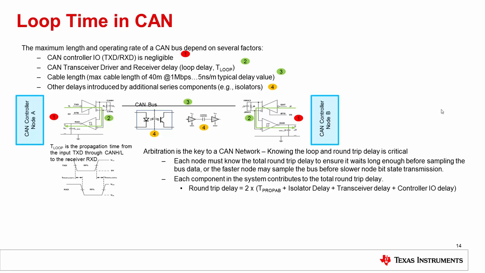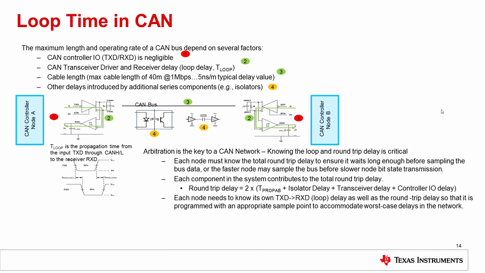Each component in the system contributes to the total round-trip delay. For instance, the round-trip delay is 2 times the T propagation from node A to B, the isolator delay, the transceiver delay, and the controller I/O delay. Each node needs to know its own TXD to RXD loop delay as well as the round-trip delay, so that it is programmed with an appropriate sample point to accommodate worst-case delays in the network.